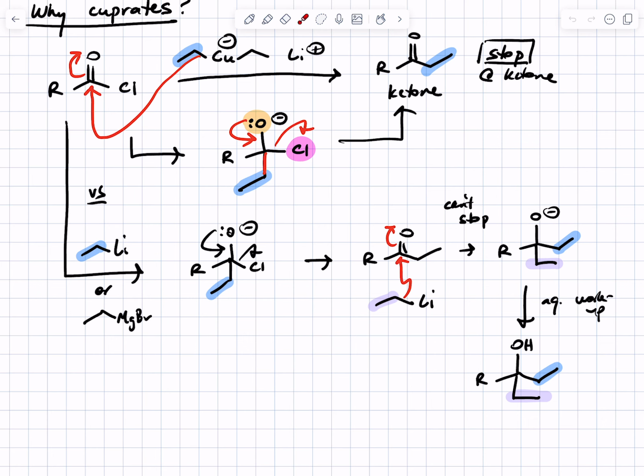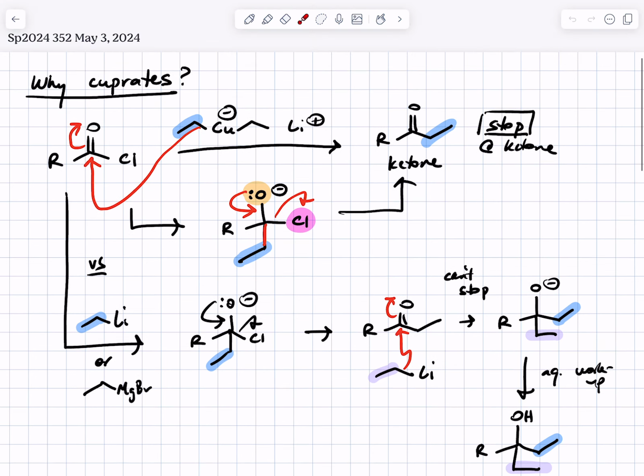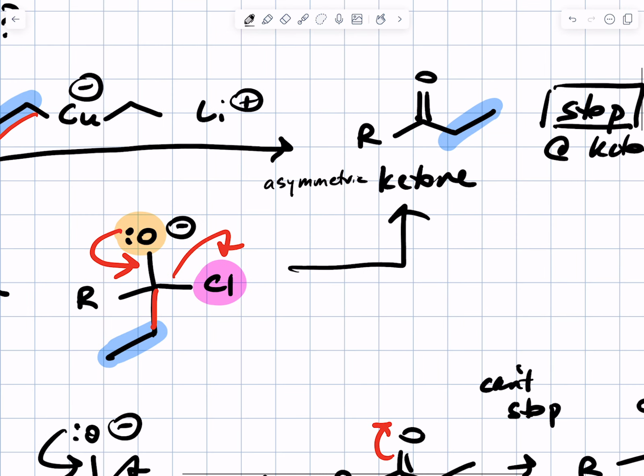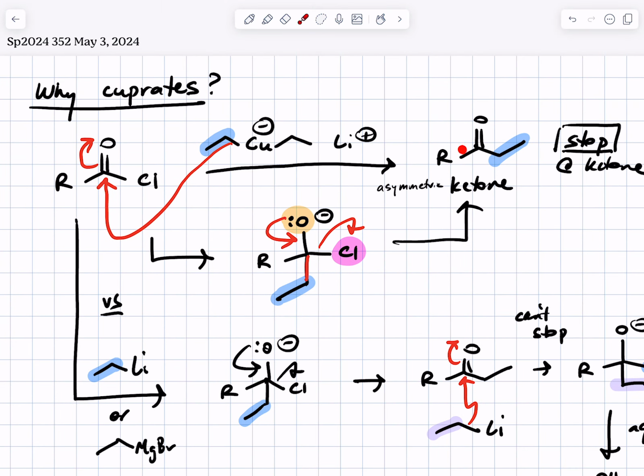All right? In contrast, the cuprates can stop at the ketone. They have different reactivity such that they can react with the acid chloride but not the ketone. This allows you to get a really interesting product from an acid chloride. You can get what I think your text describes as an asymmetric ketone. By that we mean the blue group that we added is different from the R group that's here. So in a synthesis question, if you need to make an asymmetric ketone, probably you're going to need to use a cuprate and an acid chloride. This is a strategy you can be using.